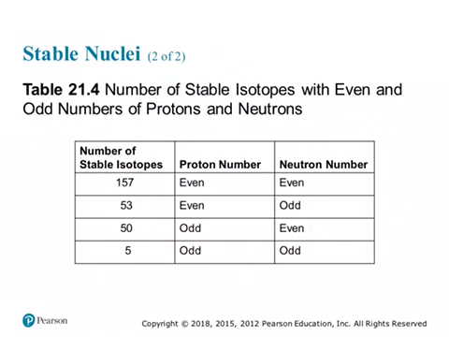And to break all that information down even further, you can see here that when your protons and neutrons are an even number, you have the most stable isotopes. When you have an odd number of protons and neutrons, you have very, very few stable isotopes.